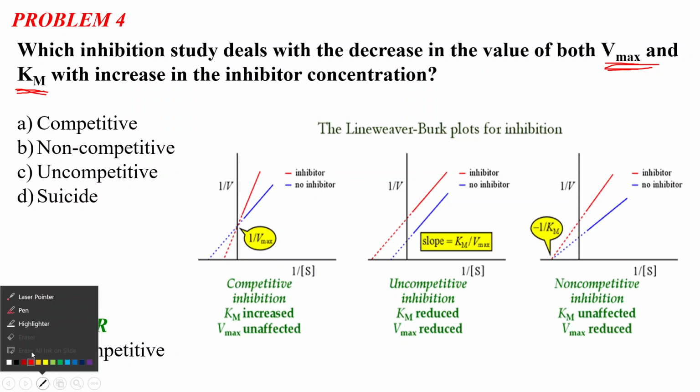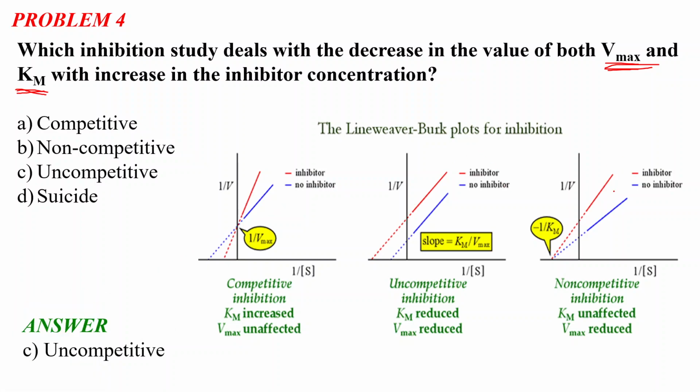To answer this kind of question, it is always good to understand and remember how the graphs of these kinds of inhibition look. The first one is competitive inhibition. In these Lineweaver-Burk plots, the slope of the graph is given by Km by Vmax, where Km is the Michaelis-Menten constant, and the intercept is given as 1 by Vmax. On the x axis we have 1 by S, on the y axis we have 1 by V. The red line represents the presence of inhibitor, and the blue line means there is no inhibitor present.